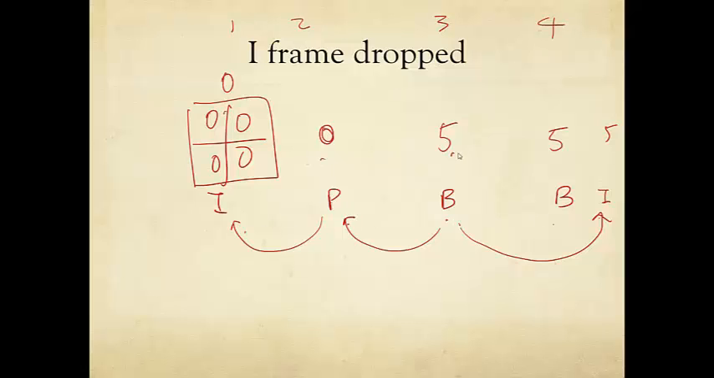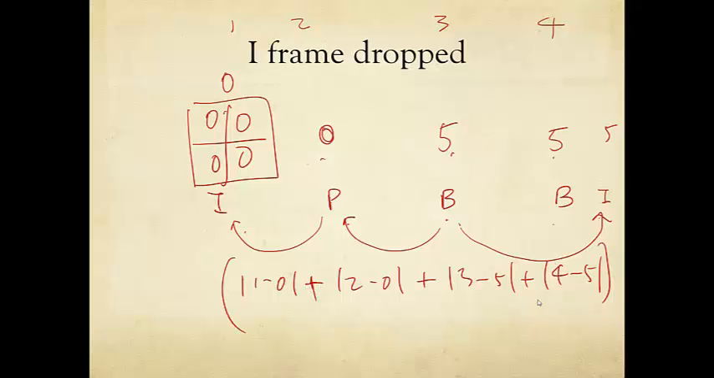So instead of displaying 1, 2, 3, 4 for these 4 frames, now you're getting 0, 0, 5, 5. As you can see, the error basically becomes 1 minus 0 plus 2 minus 0 plus 3 minus 5 plus 4 minus 5. Well, that's only for one pixel location. There are 4 such pixels, all identical, so times 4, and you get 24. So the error incurred is 24 units if you drop the I frame.